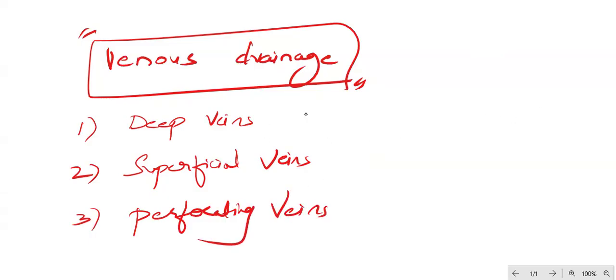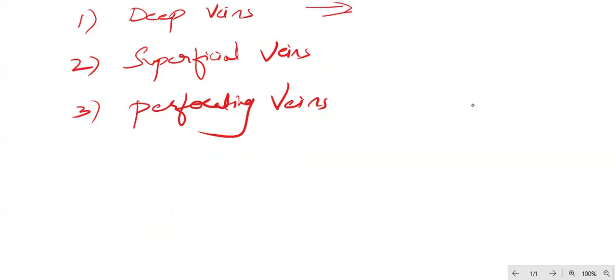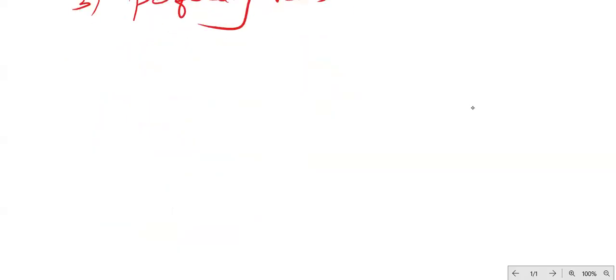Deep veins travel along with the arteries. Superficial veins, you can see on the superficial side. Perforating veins connect deep veins and superficial veins. So that is very, very important. So first, we have to talk about the superficial veins of the lower limb.